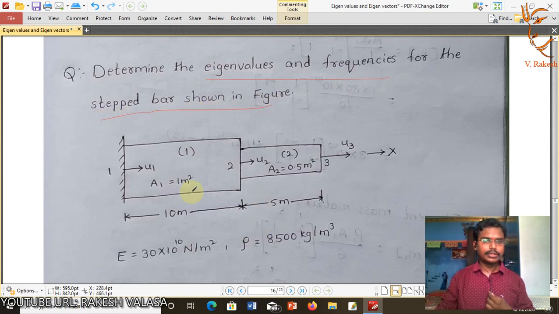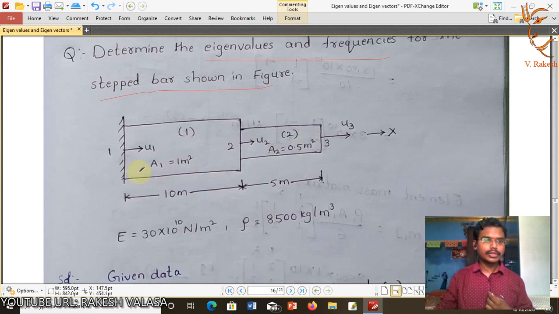This is the given stepped bar. Let u1, u2, and u3 be the displacements at node 1, node 2, and node 3. A1 is the cross-sectional area of element 1, which equals 1 meter square. A2 is the cross-sectional area of element 2, which equals 0.5 meter square.